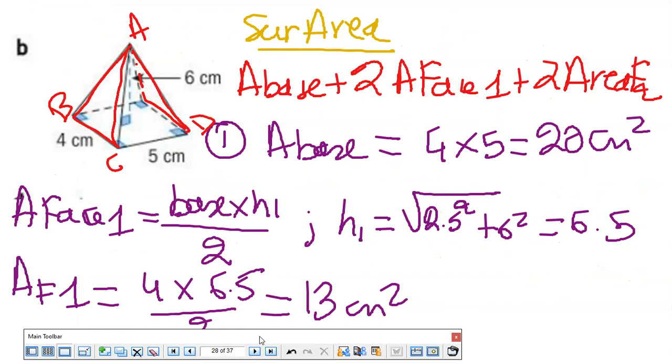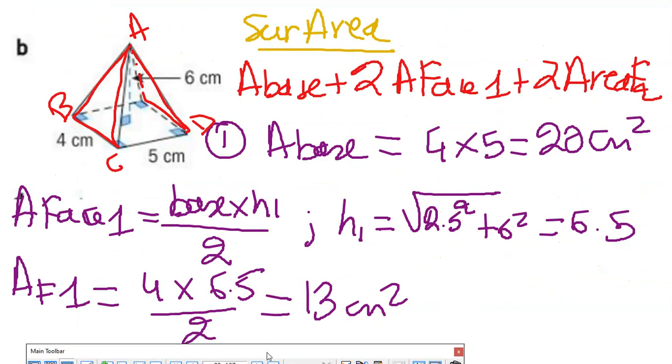So here I have two different triangles. The area of the base is 4 times 5, but I have 2 times the area of the first two faces. So I have the face, for example, this one ABC and the opposite one here. Those are the same faces. I have the same height. Also, the height that I need to find is in the right triangle, this one here.